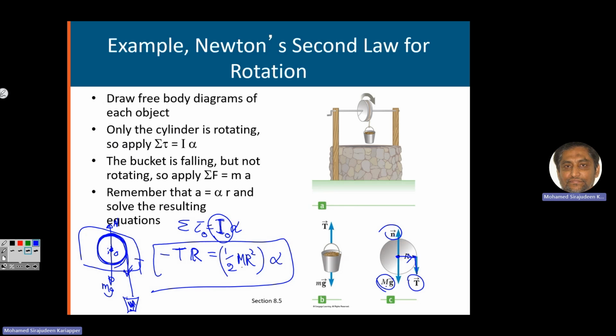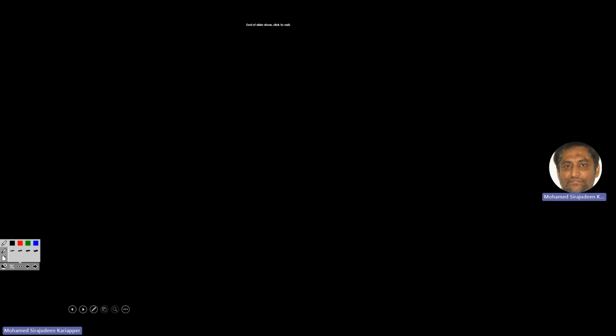So just one simple application of Newton's second law for rotational motion. Well, alpha will be negative. It is understood. If the net torque is negative, alpha will also be clockwise, negative. Yeah, okay. Right. So that finishes our chapter.